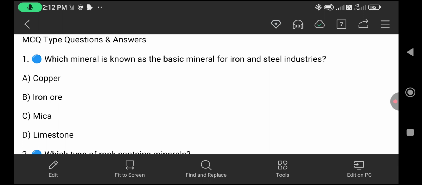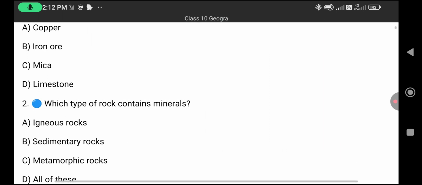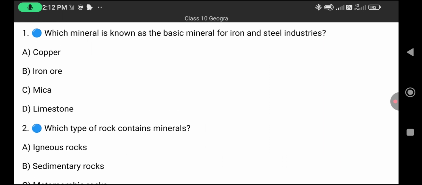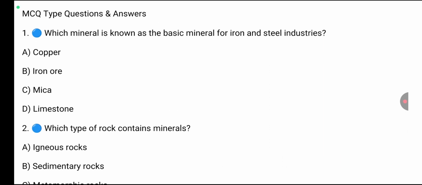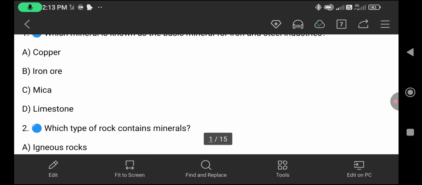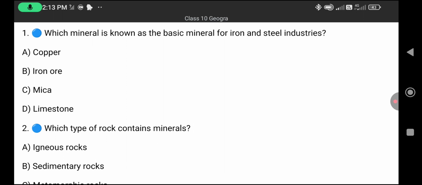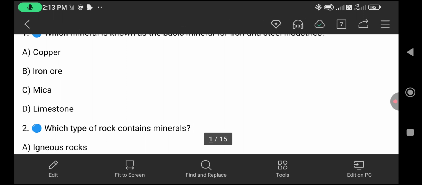Which mineral is known as the basic mineral for the iron and steel industry? Options are given: copper, iron ore, mica, limestone. Answer will be B, that is iron ore.